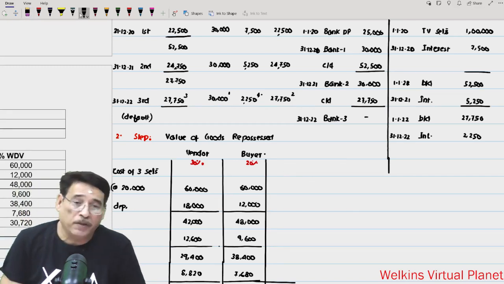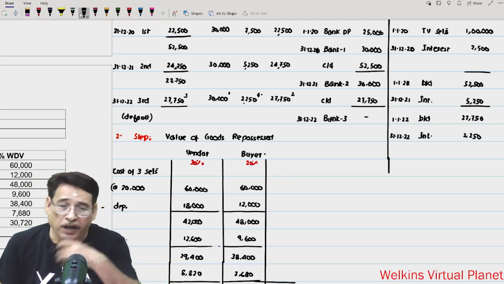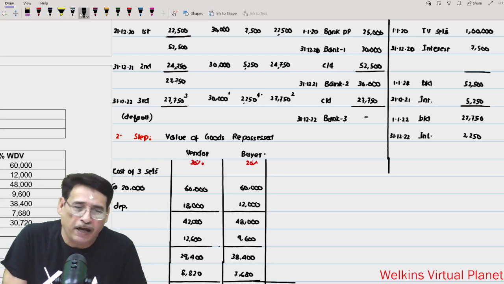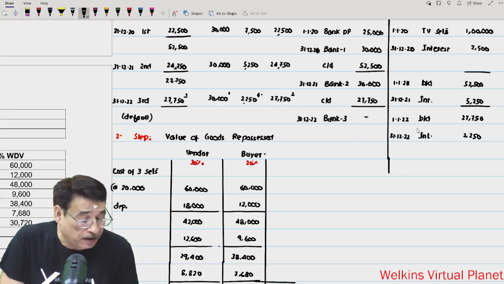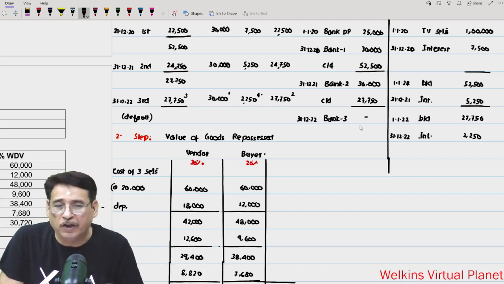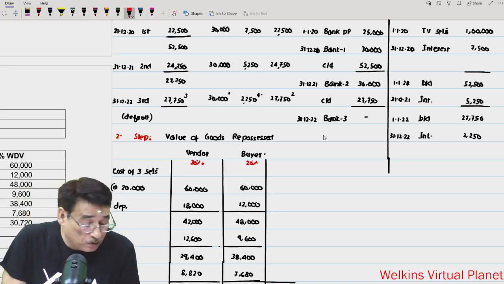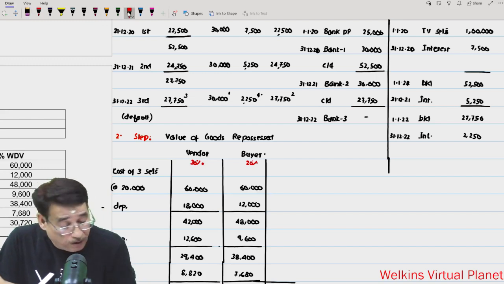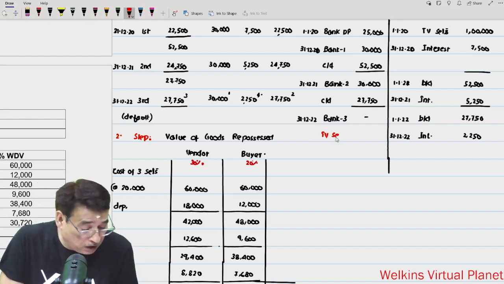Obviously, if you commit the mistake, then the seller has the right to take back what we call the asset which he had sold to us. If all the five TV sets had been repossessed, I would have simply written TV sets and balance amount 30,000. However, in this particular question, out of five sets, only three sets have been repossessed. So, first of all, you will write here TV sets, three TV sets have been repossessed. You will write in bracket repossession.